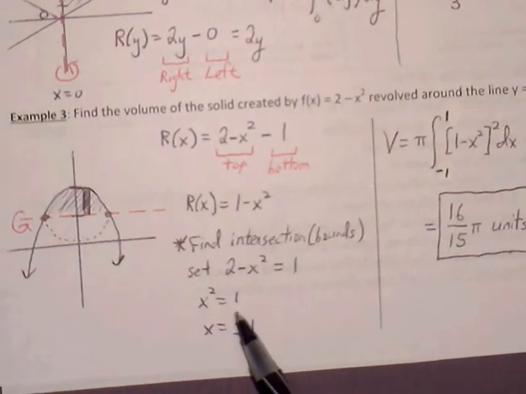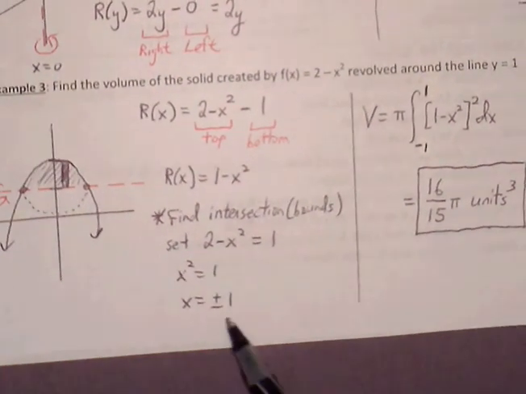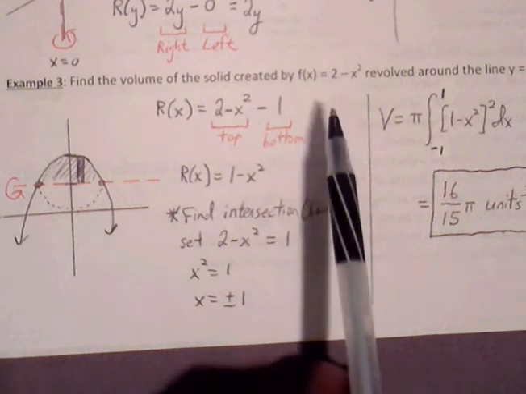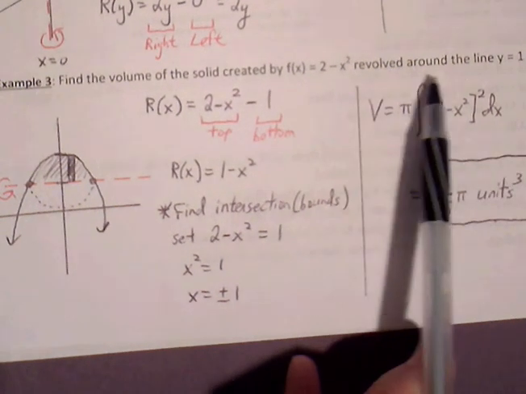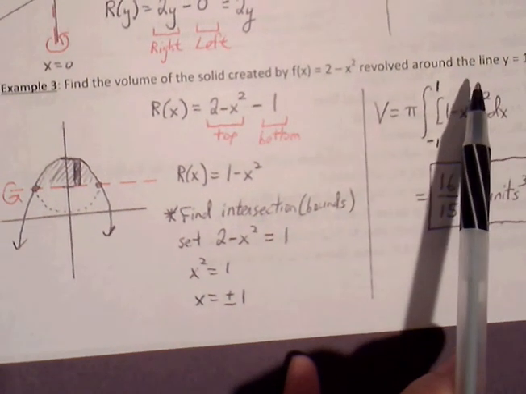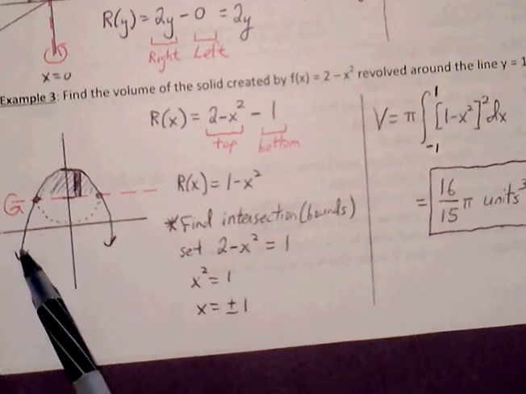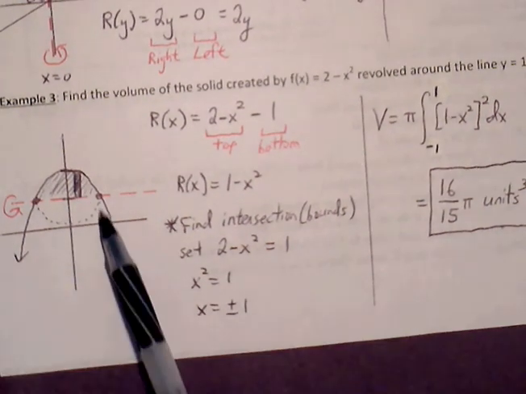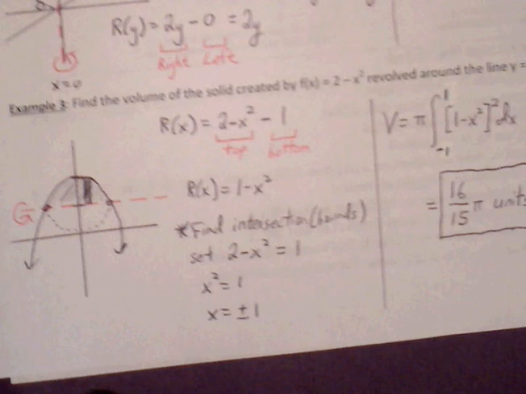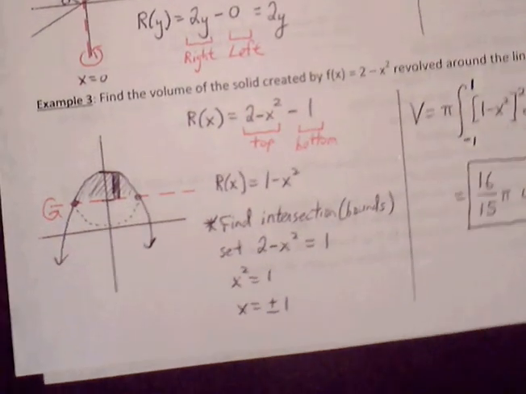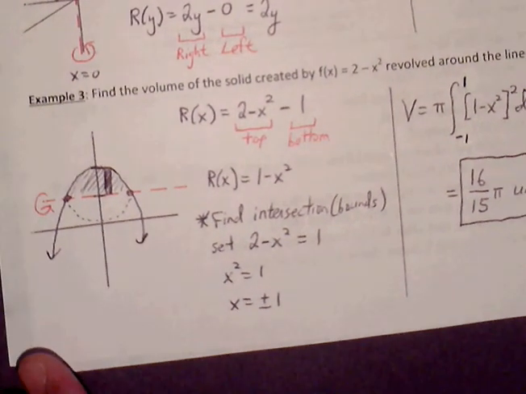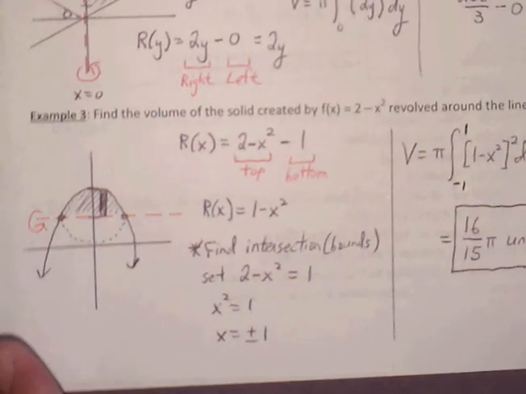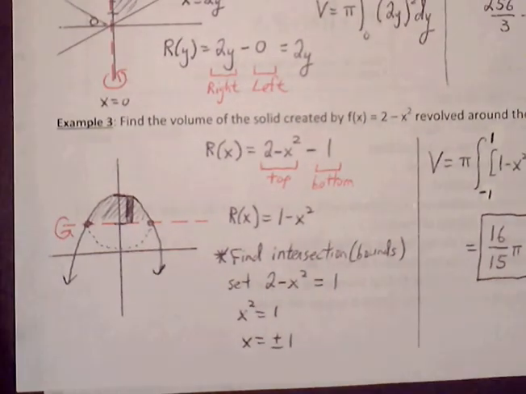Okay, one more example here. Example 3. Find the volume of a solid created by y equals 2 minus x squared revolved around the line y equals 1. So 2 minus x squared is a parabola that opens down. And we're going to be revolving around the line y is equal to 1. So here's y equals 1.